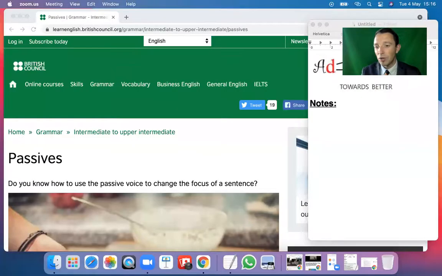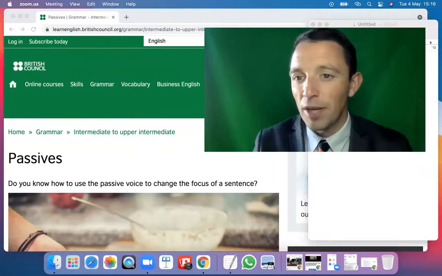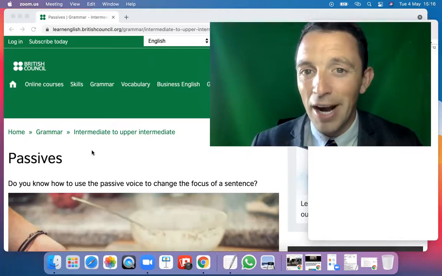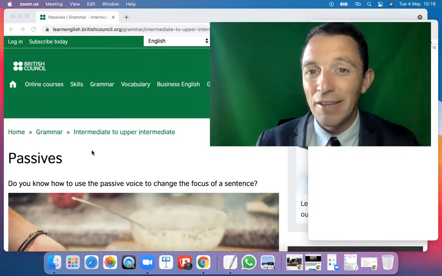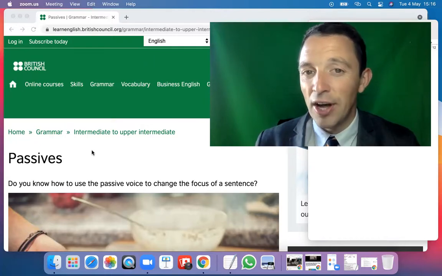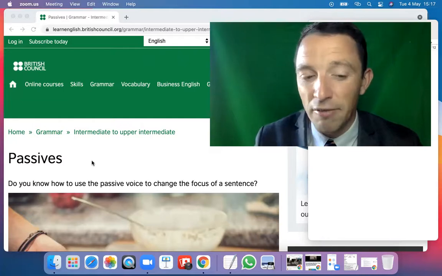Now I want to show you the grammar explanation on my screen. So here on the left, you can see the website for me is really important and really good. It's the British Council website for grammar and it has a lot of information. It's very informative and it's very useful. So this is the explanation of the grammar concept, the passive, and I just want to read first.